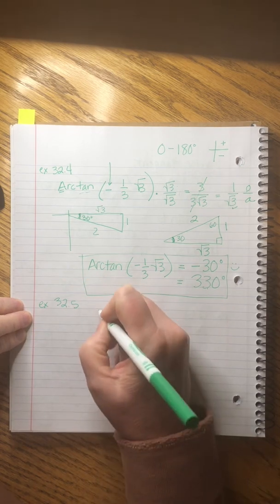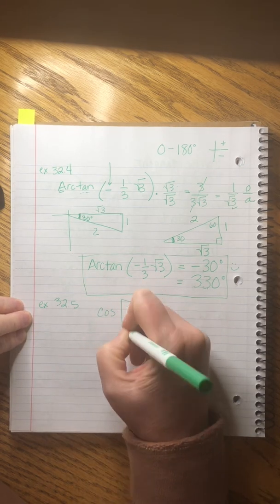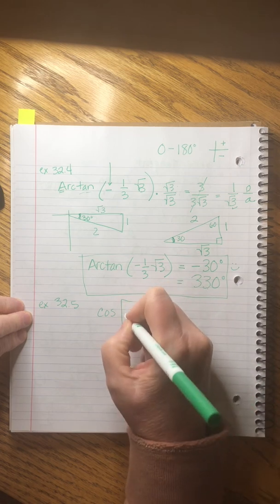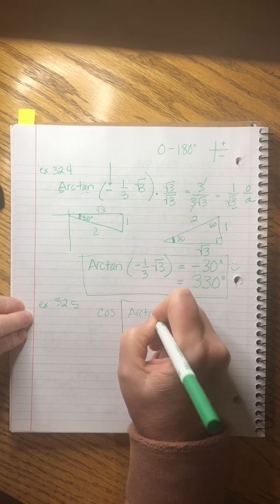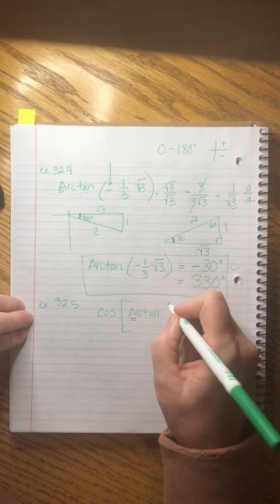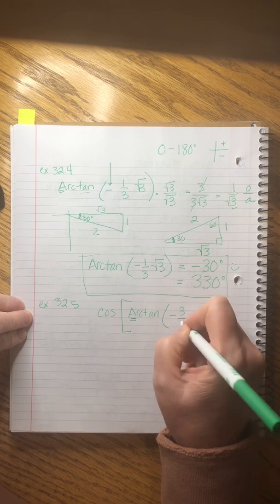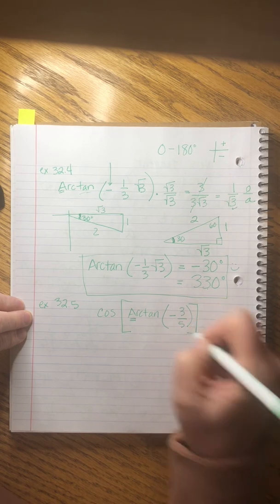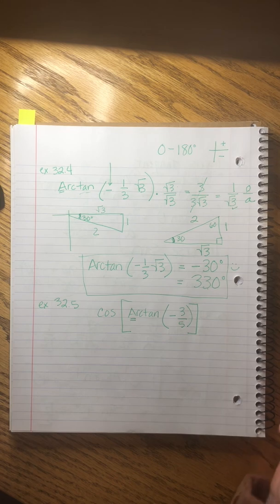Evaluate. We want to find the cosine of the arctangent, in case A, good, that means limits, of minus 3/5. What in the world? Okay, but let's just go slow and figure it out.